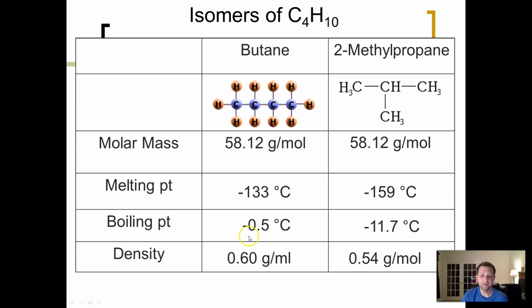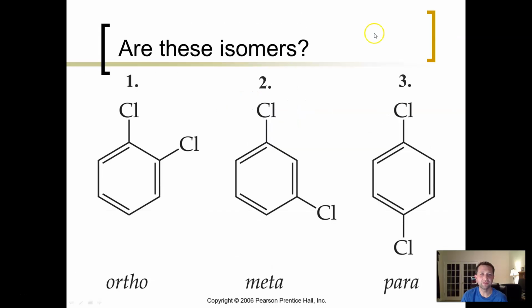And the boiling point should be higher as well. So you have a negative 0.5 and a negative 11.7. So it's a little bit more difficult to boil butane than it is to boil 2-methylpropane based on the intermolecular forces and the structure of these. So these two are relatively nonpolar, but when you have some different polarities with isomers, that's when some more changes in properties come into play.